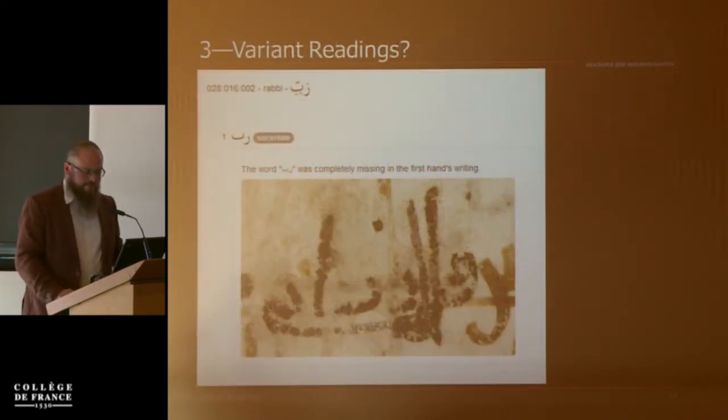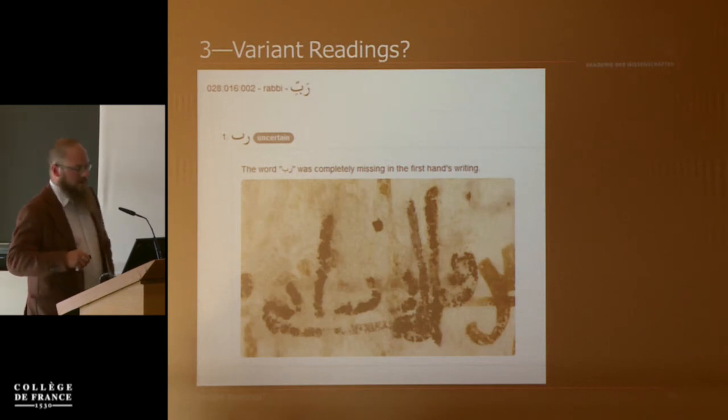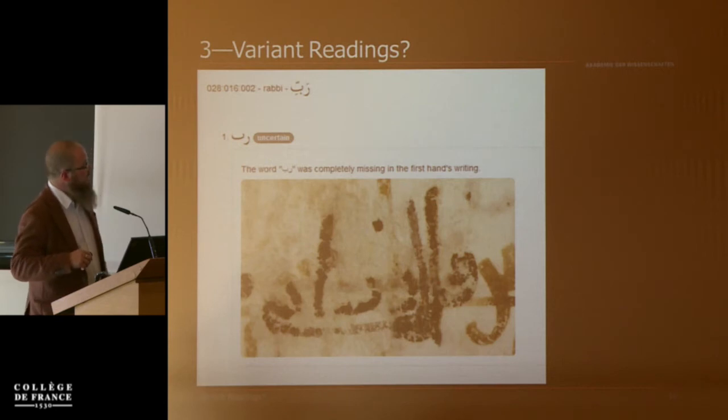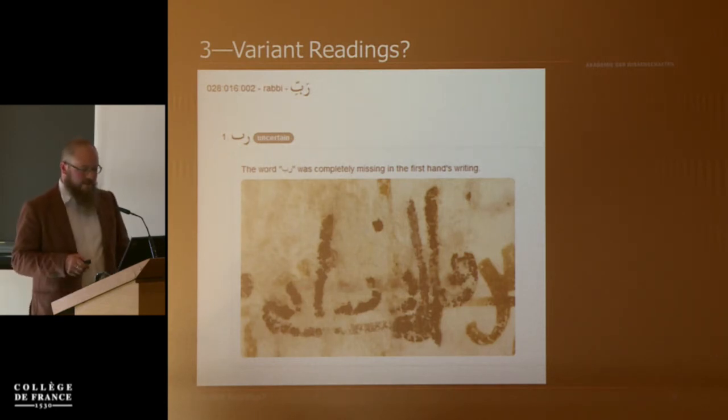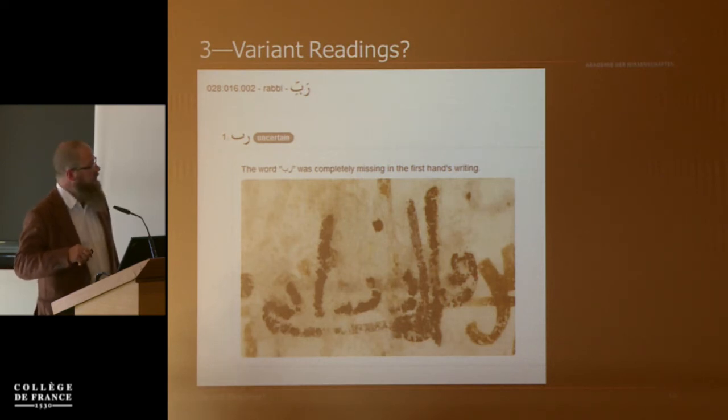Variant readings. This is not really a variant reading, I guess, it's just another heavy mistake where in Surah 28, verse 16, he was missing Rab. The complete word was missing, so this one is the black ink. This is the third layer of the manuscript. Had to correct the whole thing and put the Rab in here.